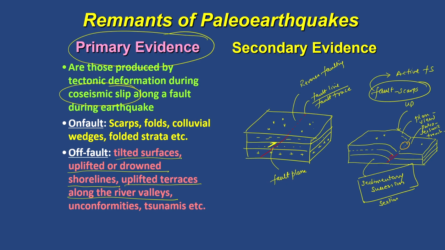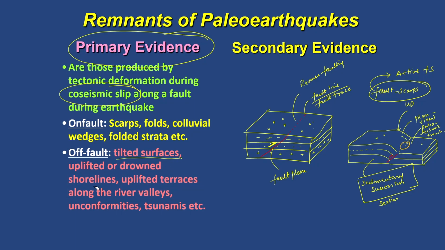Again, unconformities, as we have discussed in the primary and the secondary structures, could be because of the tectonic movement and then the next phase of deposition or erosion. Tsunamis to some extent are off fault, but they are associated with the co-seismic movement. We will learn about the tsunamis, how they are generated and what their effects are. We will also talk about this in this course.